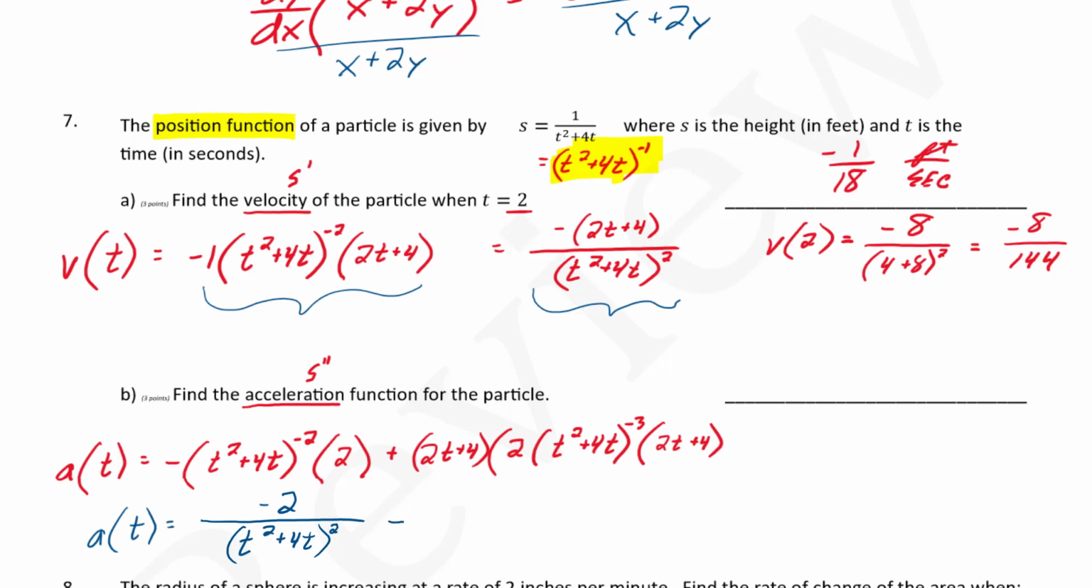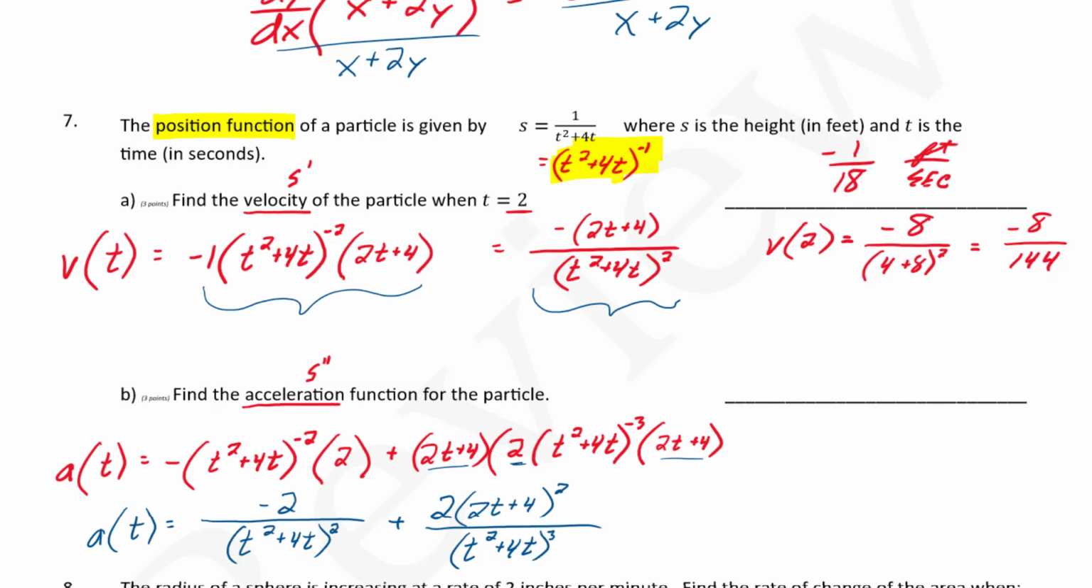Then it looks like I've got plus another fraction going on. I've got a 2t plus 4 and another 2t plus 4, so that's actually 2t plus 4 being squared. Then I also have this extra 2 that doesn't have that negative power, so that's going to stay out front of that, and then it's all over t squared plus 4t, but this one's a negative 3, so it's going to be a positive 3 power once I drop it.